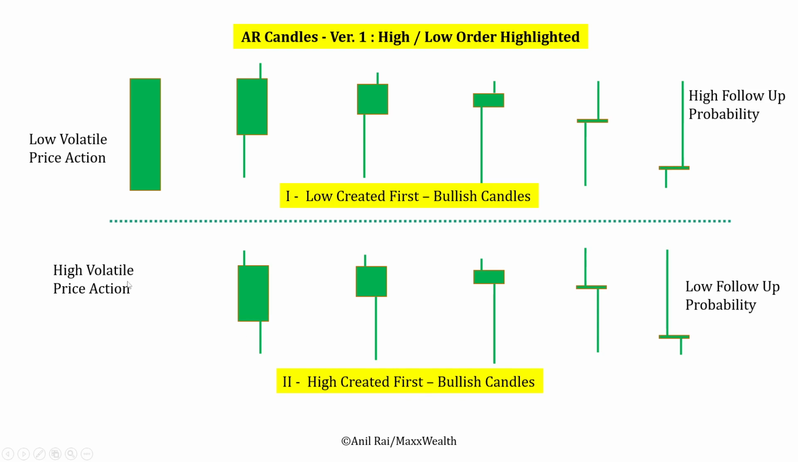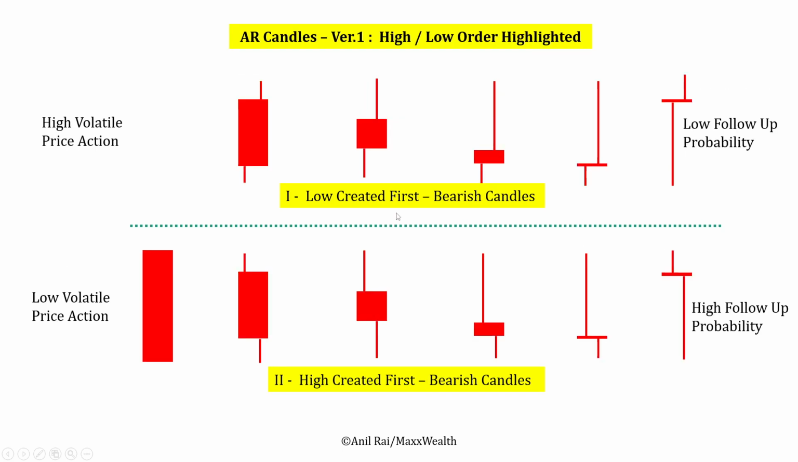Here the volatile price action, low probability of follow-up. Both are the same candles. But since you have changed the order, these candles are now able to tell about the volatility, about the high and low, which has been made first. Okay, now the bearish candles, you can see the same thing.